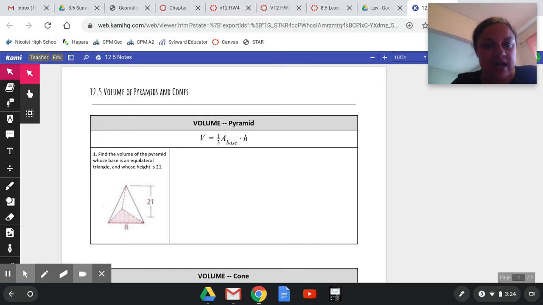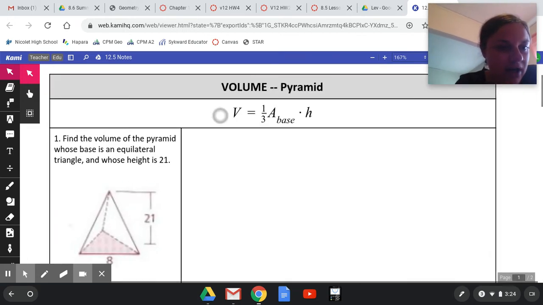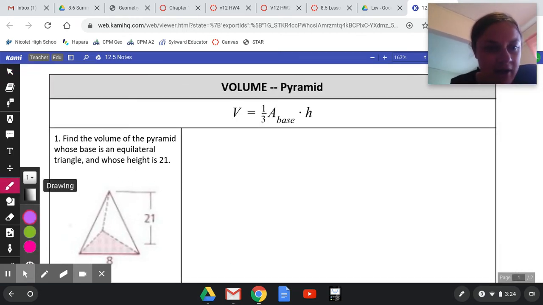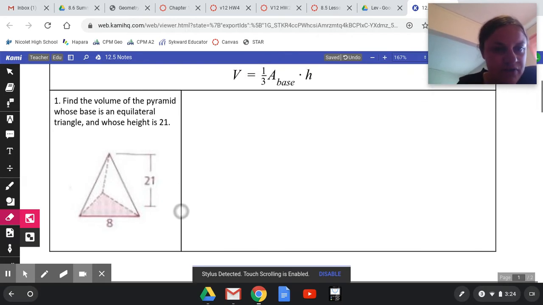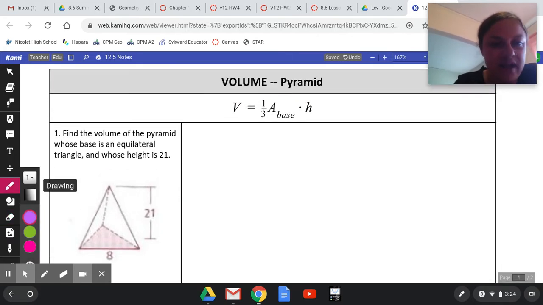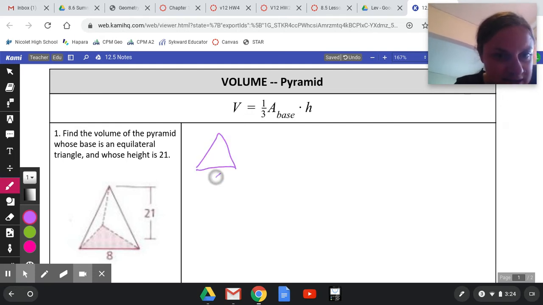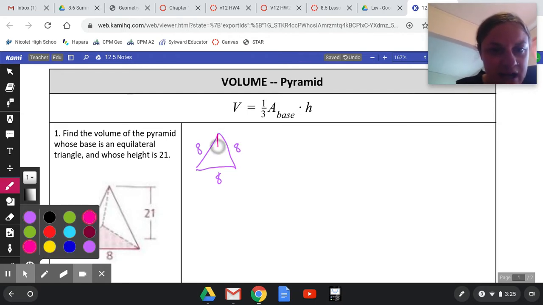So let's take a look at our first example here. So we have a pyramid whose base is an equilateral triangle. So that's that shaded region right down there. So the first thing that I want to do is find the area of the base. So I've got an equilateral triangle with side lengths of 8. And I need to find the area of that. In order to find the area of that, I need to drop in a height.